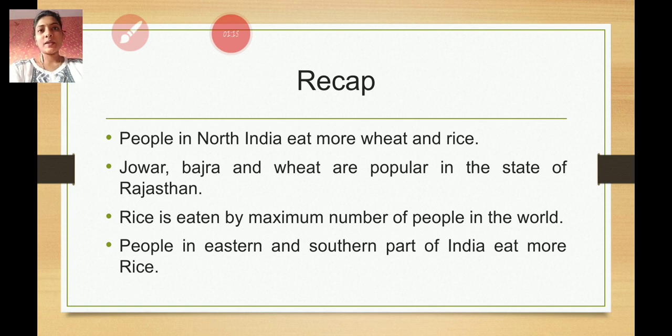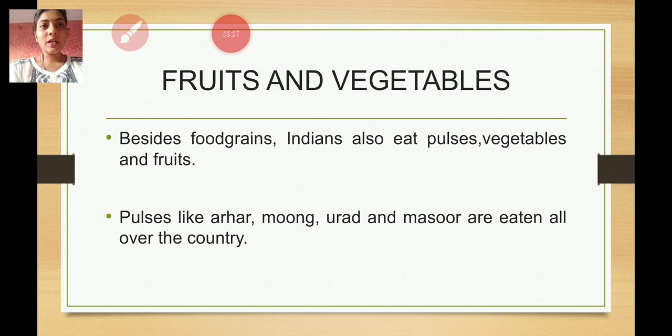Now, let us move forward with fruits and vegetables. Besides food grains, Indians also eat pulses, vegetables, and fruits. Now, children, with rice, you eat dal, right? Your mother might be preparing a vegetable, a curry, right? Your mother might be preparing a chapati. So, we eat different types of food. Along with food grains, we eat vegetables, fruits, and pulses.